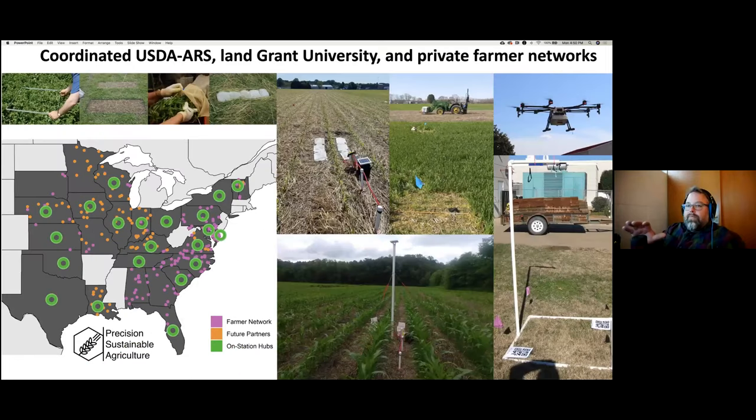And here's just some visuals of what our farmer networks look like. These green circles represent research stations that are key partners in this network thus far. And these dots represent some of the farmers' fields that we're on. And you can see here just how we're deploying some of these technologies.